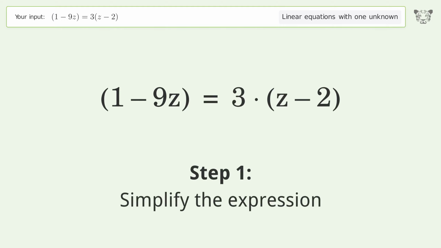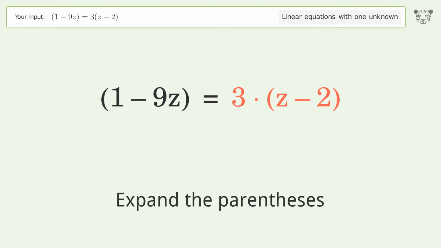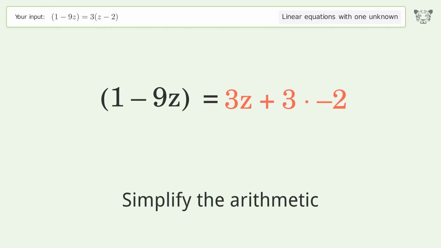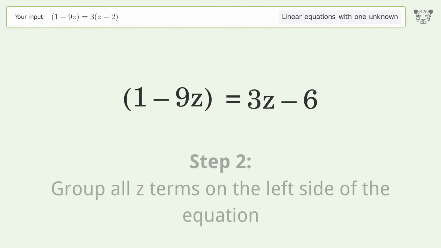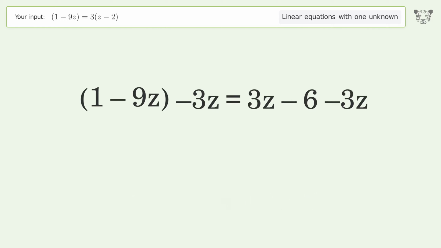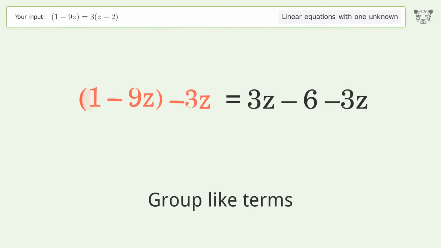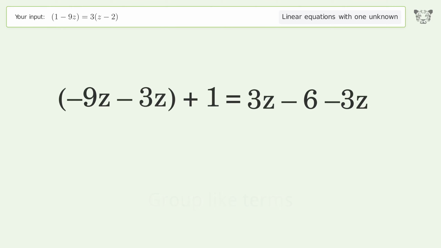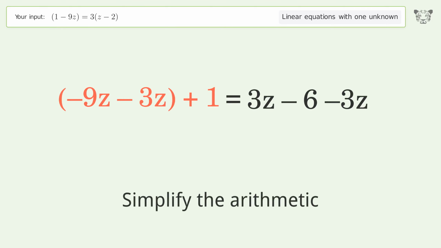Simplify the expression. Expand the parentheses. Simplify the arithmetic. Group all z terms on the left side of the equation. Subtract 3z from both sides. Group like terms. Simplify the arithmetic.